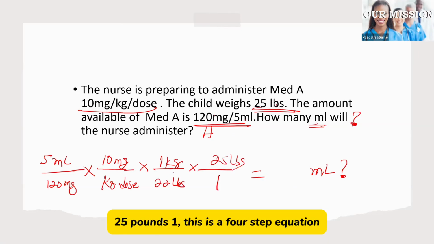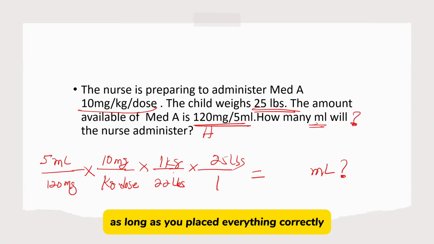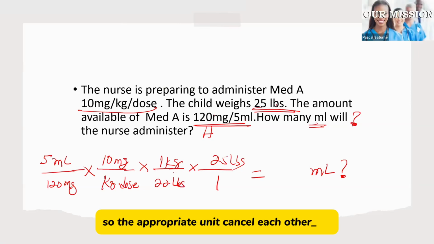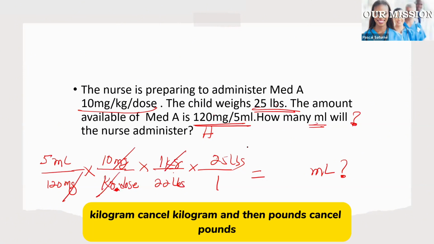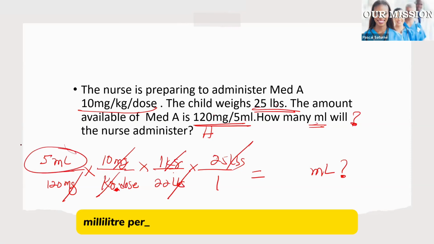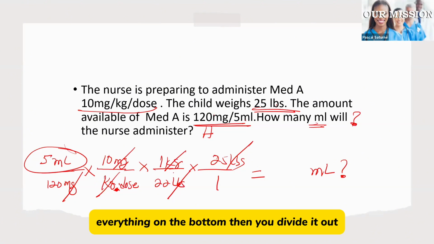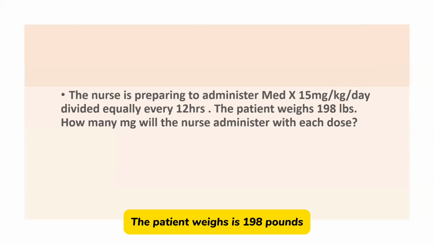Over 1. This is a 4-step equation. You can do the conversion first and then put the order after, or vice versa. It's still going to give you the right number as long as you place everything correctly, so the appropriate units cancel each other out. Milligram cancel milligram, kilogram cancel kilogram, and then pounds cancel pounds. What do you have left? Milliliter per dose. You multiply everything on the top, everything at the bottom, then you divide it out. You should get about 500.3 ml per dose.